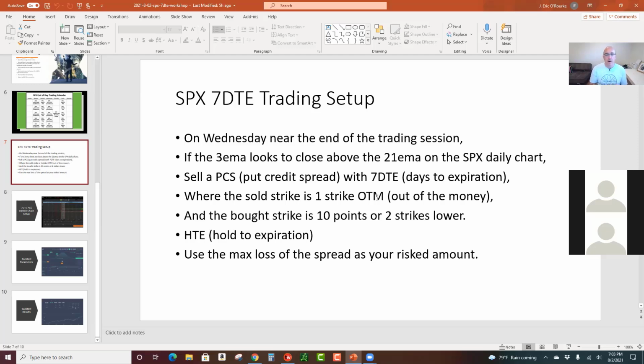But here's the general setup. On Wednesday, near the end of the trading session, if the 3 EMA looks to close above the 21 EMA on the SPX daily chart, that means you're making that decision that day.